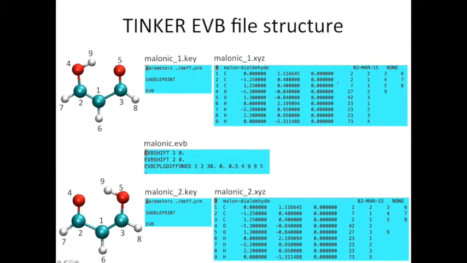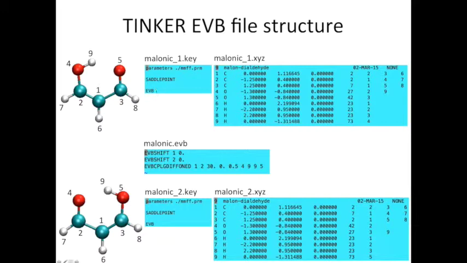So here's the file structure for this malonaldehyde. I've shown the atom numbers for the two different states; this is just a 2x2 case. So here's my reactant configuration, here's my product configuration. I've shown you the atom numbering. There's the malonic.1 key file and the malonic.2 key file for both of these. I'm doing a transition state optimization and a frequency calculation, so I have to tell Tinker the saddle point. And again, this is just standard Tinker input.